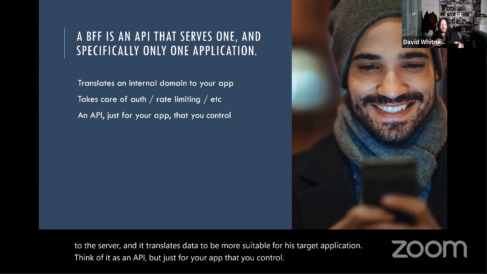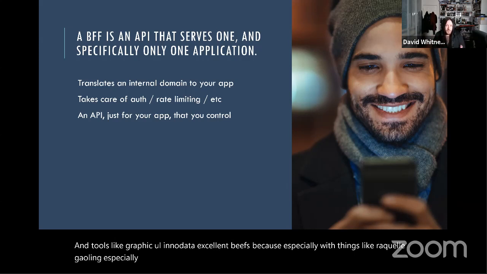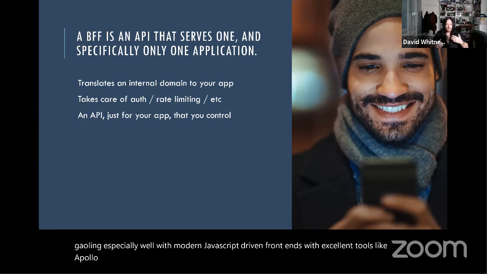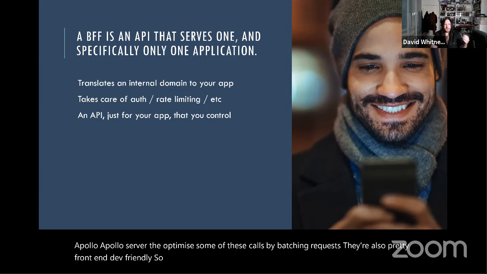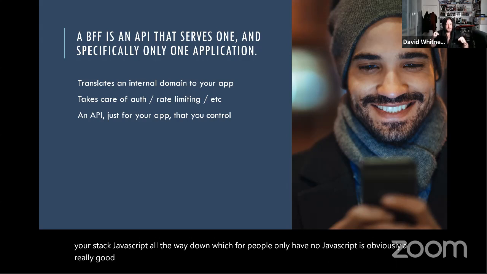And tools like GraphQL and OData are excellent BFFs, especially GraphQL, which gels well with modern JavaScript-driven front ends, with excellent tools like Apollo and Apollo Server that optimize some of these calls by batching requests. They're also pretty front-end dev-friendly, with queries and schemas strongly resembling JSON, and it keeps your stack JavaScript all the way down, which for people that only know JavaScript is obviously a really good thing. Cool. And without being beholden to some distant backend team.